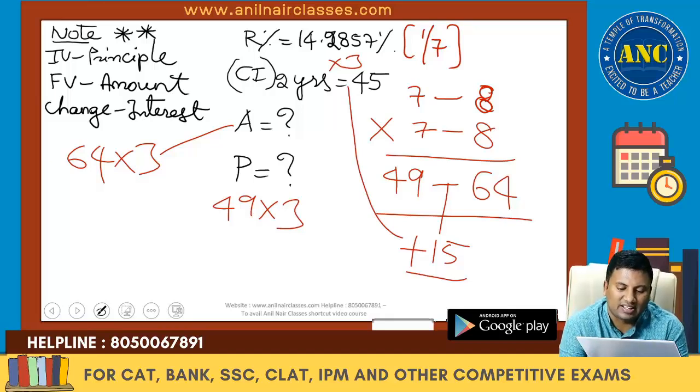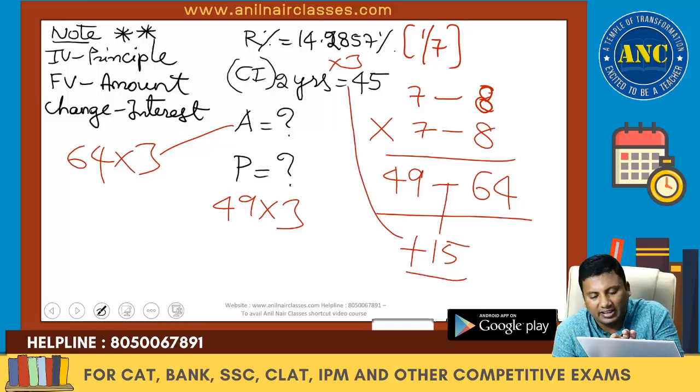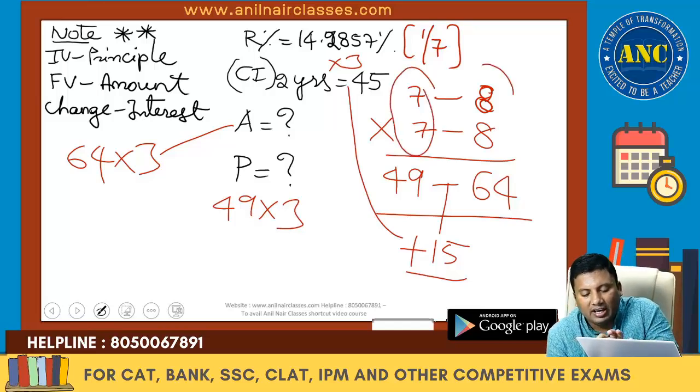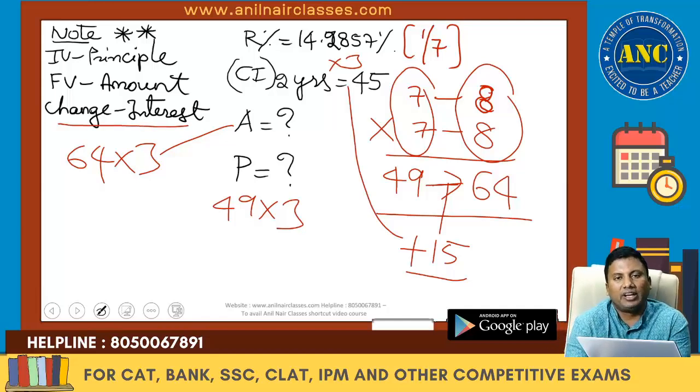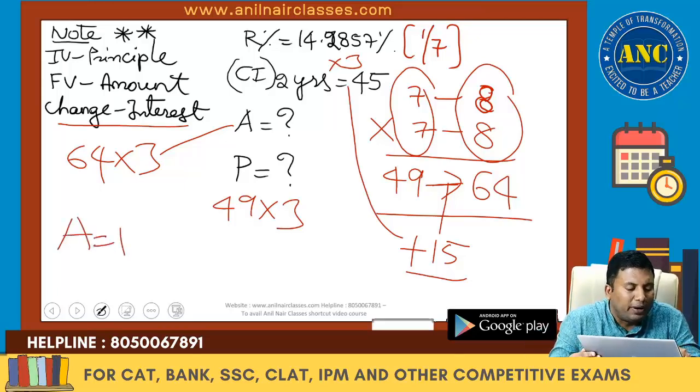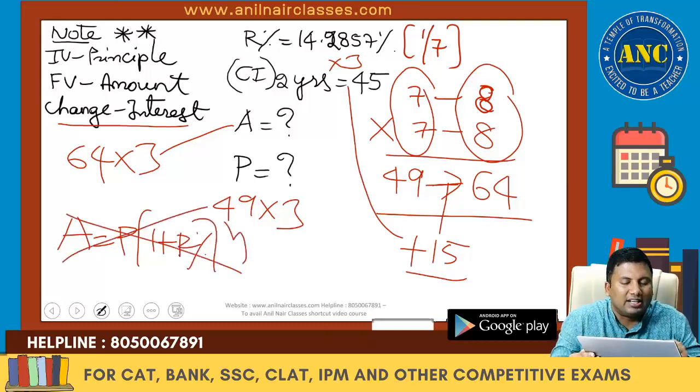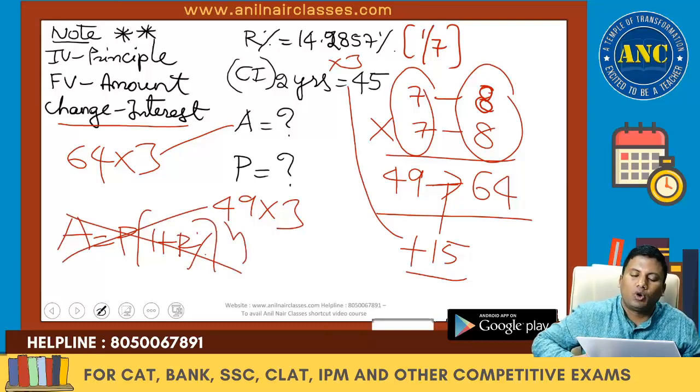14.2857 is 1 by 7. 7, 1 increase is 8. Again 7, 1 increase is 8. 7 sevens are 49. 8 eights are 64. 49 became 64. Change is nothing but interest. 15 became 45. 15 threes are 45. 49 threes and 64 threes. Just a very simple question. There is no usage of these stupid formulae, P into 1 plus R percentage power n, unless and until you require it. I hope it is clear.